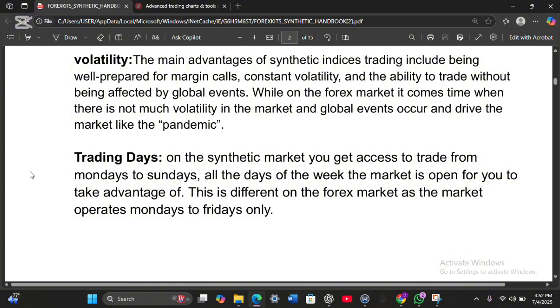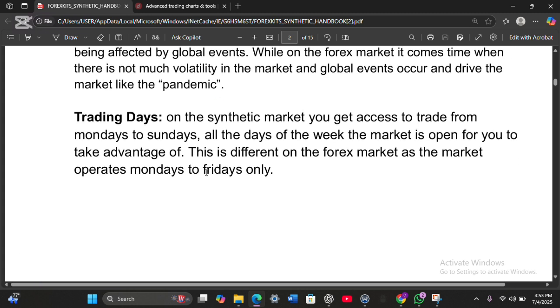In the Forex market, the market is only open on the weekdays, which is Monday to Friday. You cannot trade during the weekend. But when you're trading the Forex synthetic market, the market is open 24/7, day and night, all 7 days of the week. You can trade on Sunday, Saturday, and all that. So that's another difference.